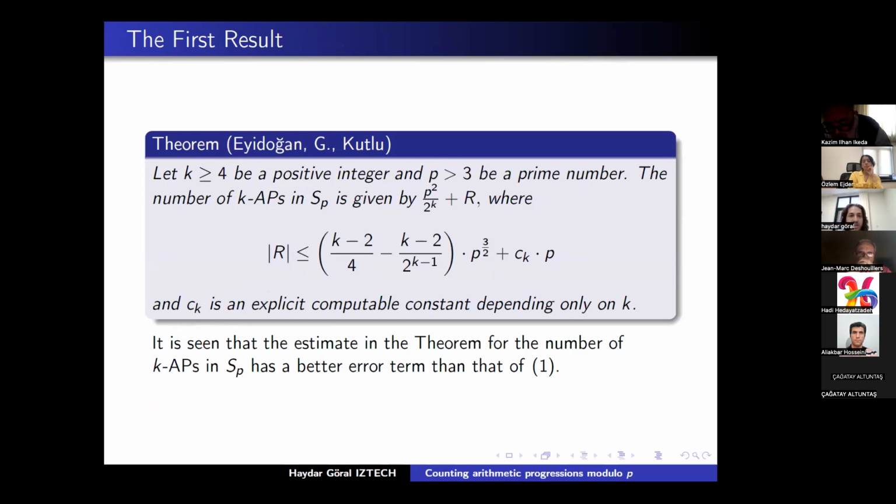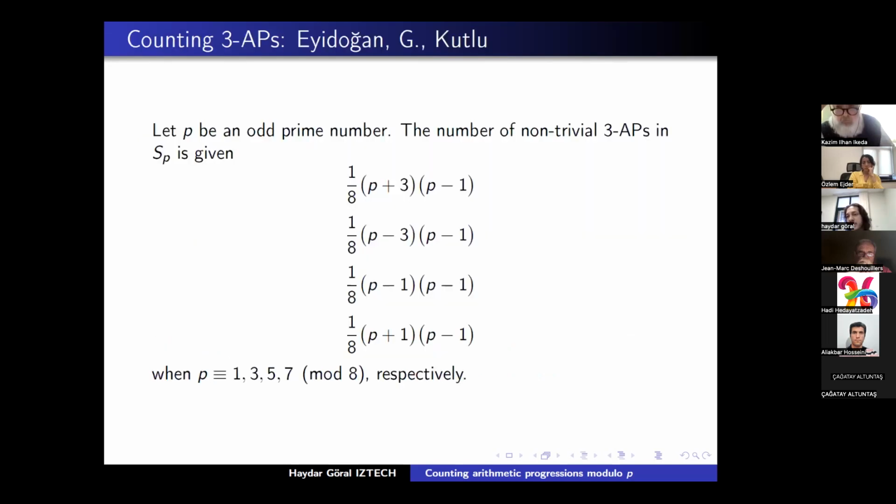Here I stated the result for k at least 4, because when k is 3, you don't need the error term. If k is 3, then you can exactly count the 3-term arithmetic progressions in squares, and you see it changes modulo 8: 1, 3, 5, 7, and it's always computable. It's a rational polynomial in p.